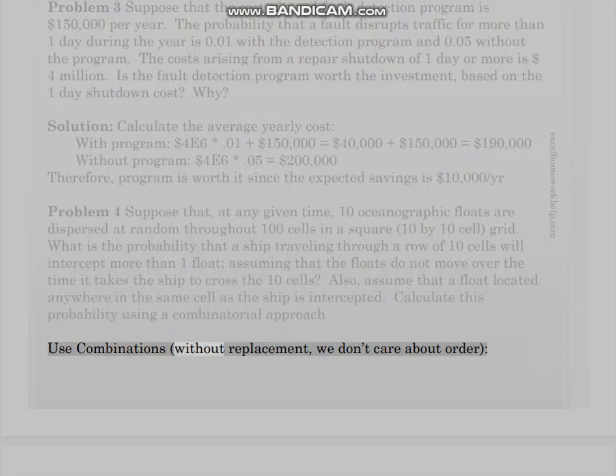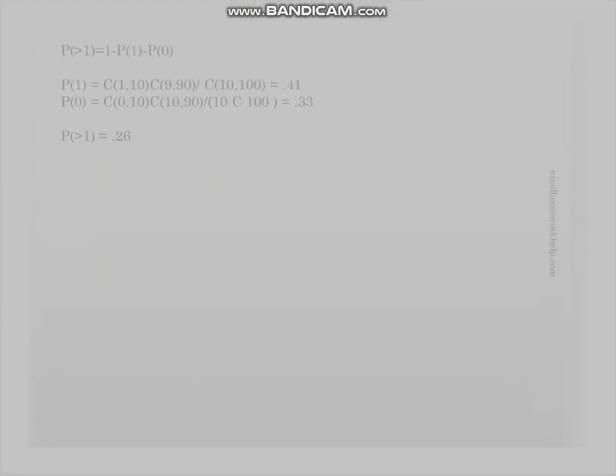Use combinations, without replacement, we don't care about order. P(more than 1) equals 1 minus P1 minus P0. P1 equals C(10,1) times C(90,9) divided by C(100,10) equals 0.41. P0 equals C(10,0) times C(90,10) divided by C(100,10) equals 0.33. Therefore, the probability equals 0.26.